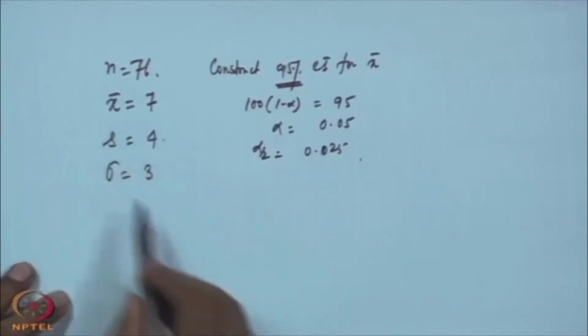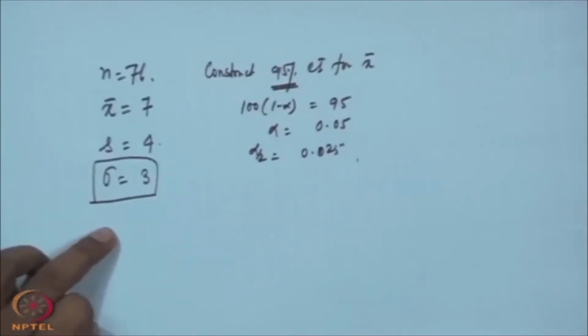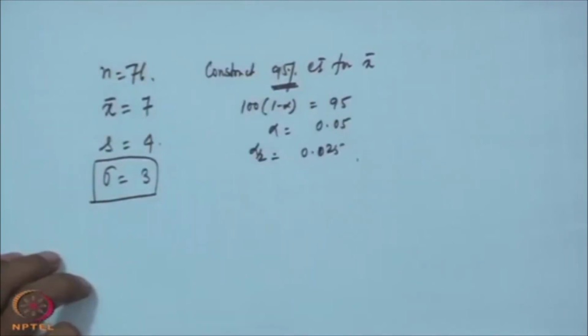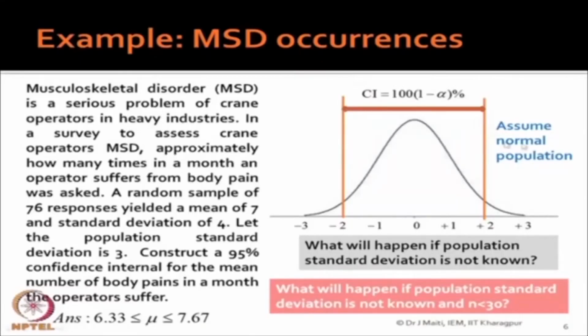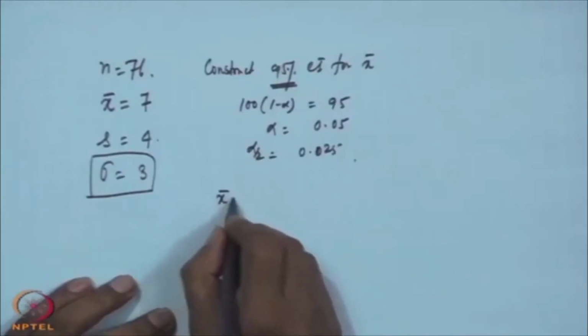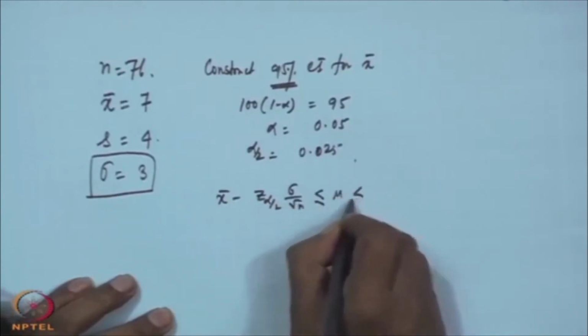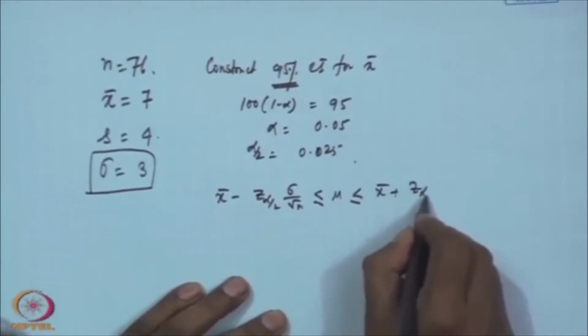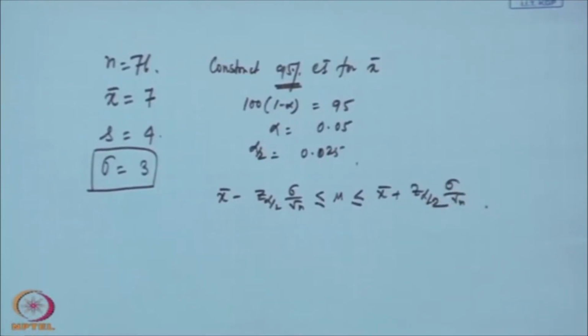Now, here it is clearly given that sigma is 3, that population standard deviation is known, and we are assuming that the sample has come from a normal distribution. The population distribution is normal, so we assume a normal distribution. Then what will we use? We will use the Z distribution, and accordingly our interval will be x bar minus z alpha by 2 sigma by root n less than or equal to mu less than or equal to x bar plus z alpha by 2 sigma by root n. All values are known to you.